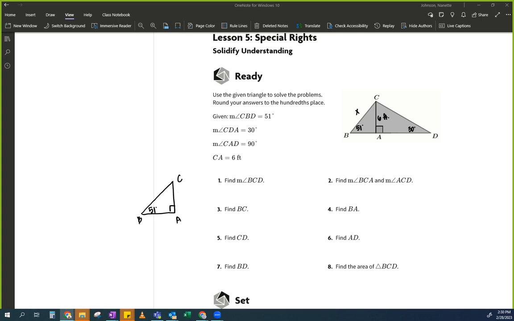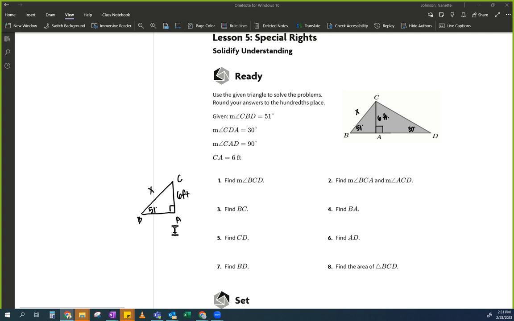Okay. So what we're going to do is look for, did I miss anything? Yes, someone said, oh, you missed the 6 feet, Miss Johnson. So I put the 6 feet right here. And then I'm going to look for how I can find this hypotenuse, or this X.